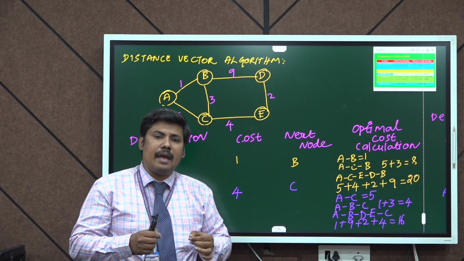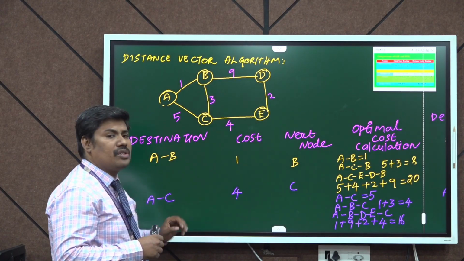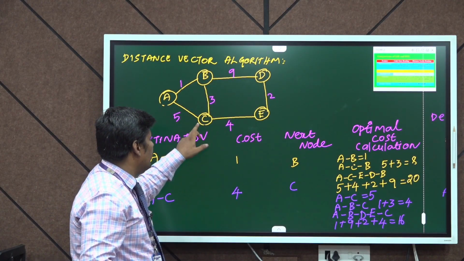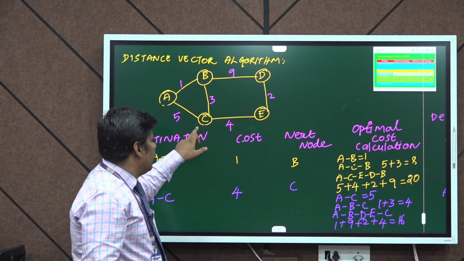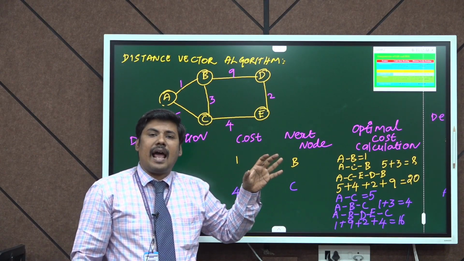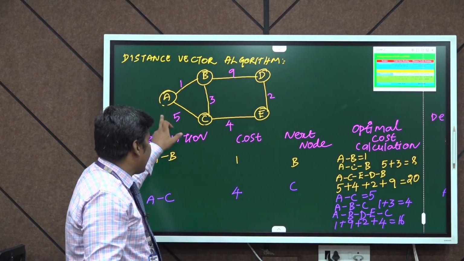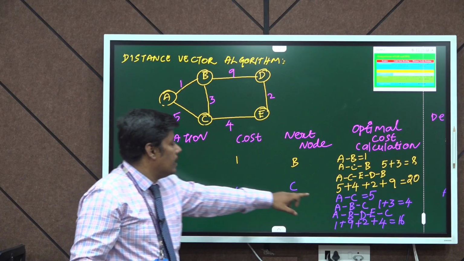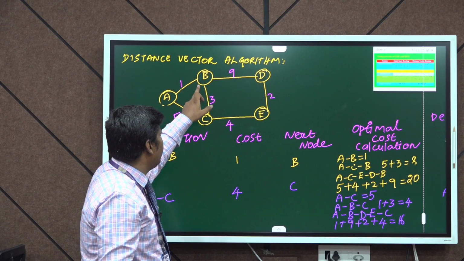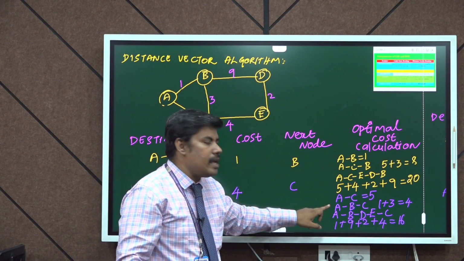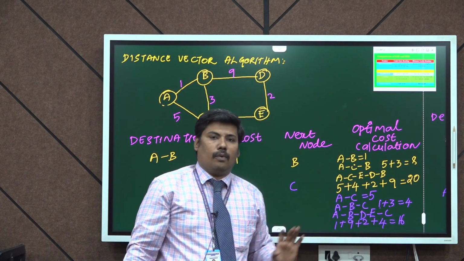The same methodology will be followed in the next iteration. Here my next route is A to C. What are the possibilities we have to travel from A to C? First, the direct choice, A to C, is 5. Second choice, I can travel from A to B then B to C. So here I am getting 1 plus 3 equal to 4.